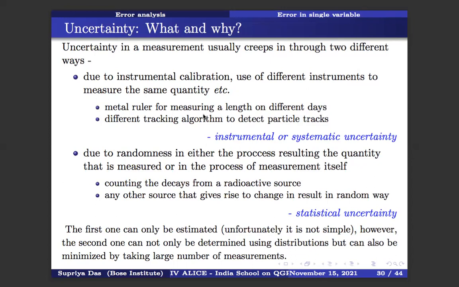However, the statistical uncertainty, the other type of uncertainty, can not only be determined using the distributions, these are the distributions which we discussed earlier, and can also be minimized by taking a large number of measurements. For this calibration thing, whatever large number of measurements you do, you will not be able to avoid it. But for statistical uncertainty, if you take a large number of measurements, you can actually minimize this uncertainty. That is the essence of it. How this statement is true, that if you take a large number of measurements it is minimized, will come in the course of discussion.